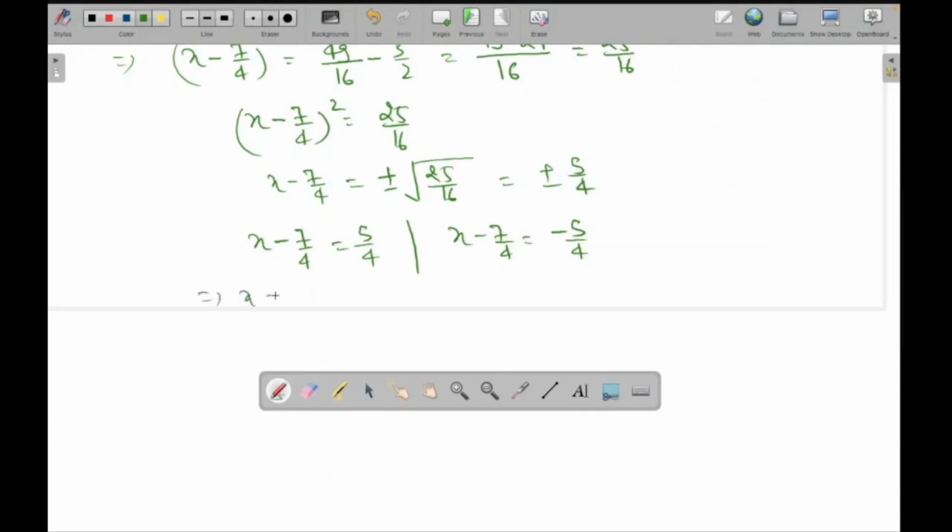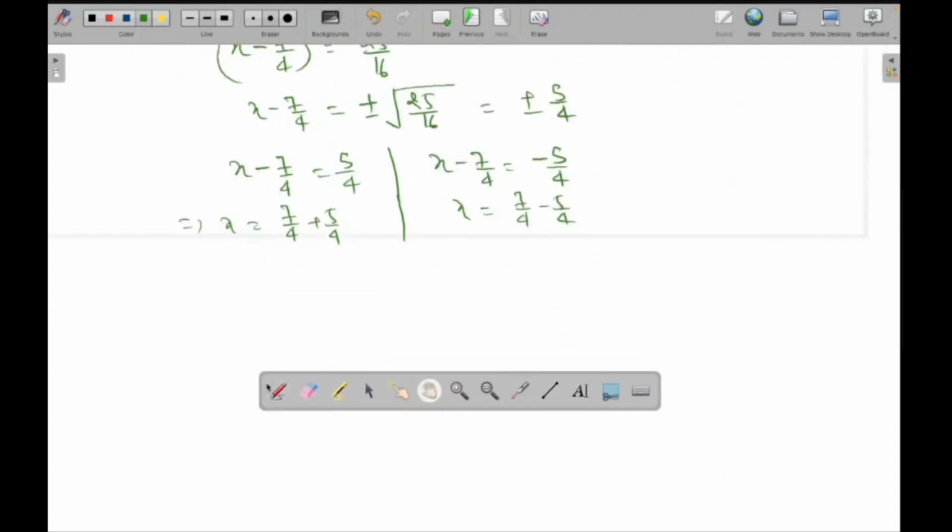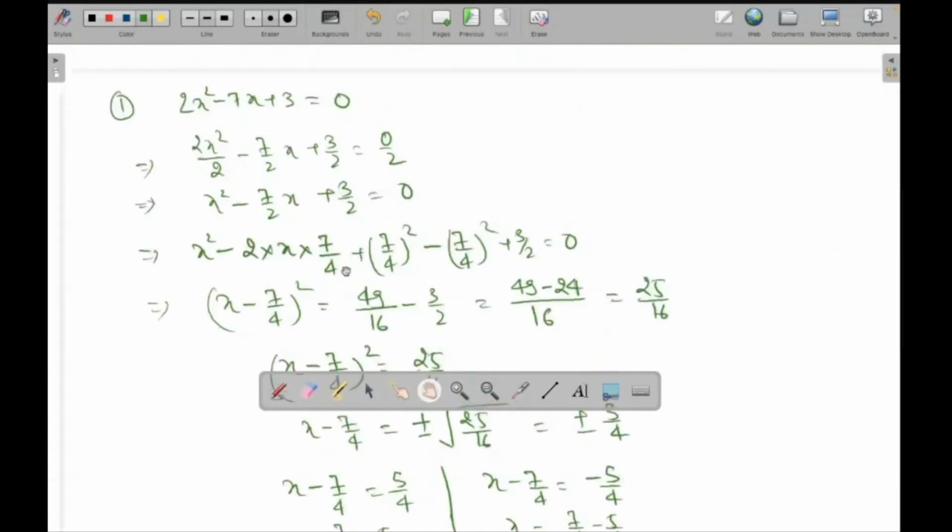So this will become x equals 7 by 4 plus 5 by 4, and this will become x equals 7 by 4 minus 5 by 4. So this will become 7 plus 5, 12 by 4, which is 3, and this will become 7 minus 5, 2 by 4, which will be 1 by 2. So x will be 3 and 1 by 2. So this is one way of doing it, wherein I did it using completing the square.